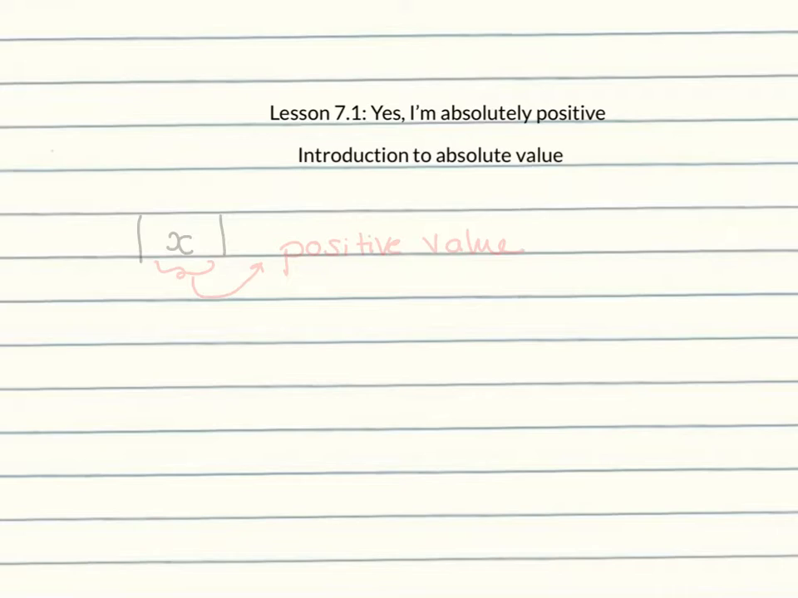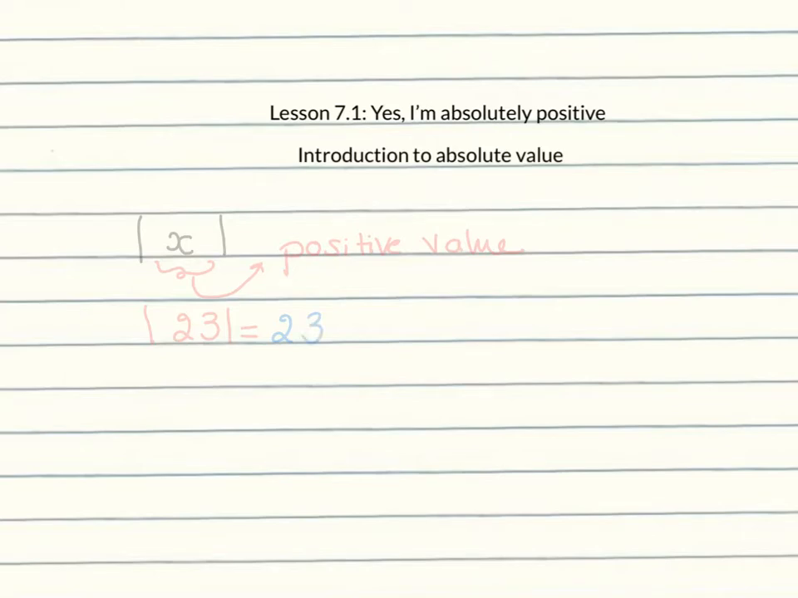Let's take an example. If I have to find the value of the absolute value of 23, as you can see here, 23 is already positive, so I don't have a problem with it. Then it will come out as 23.